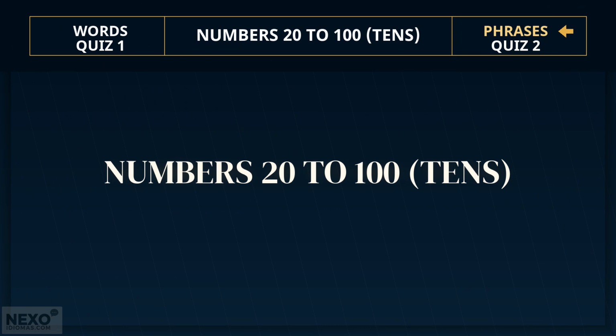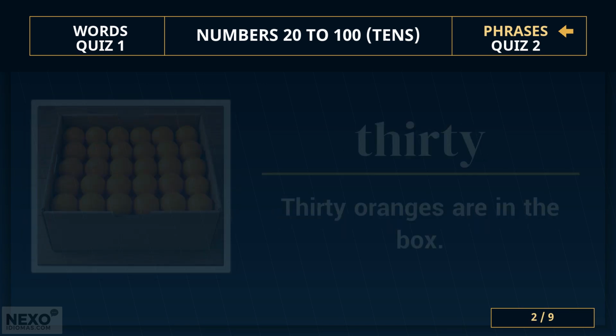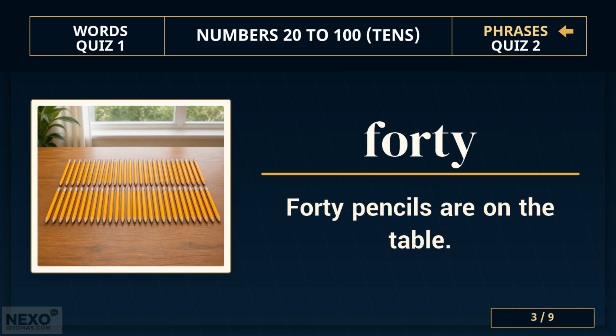Numbers 20 to 100, tens. 20. 20 students are here. 30. 30 oranges are in the box. 40. 40 pencils are on the table.